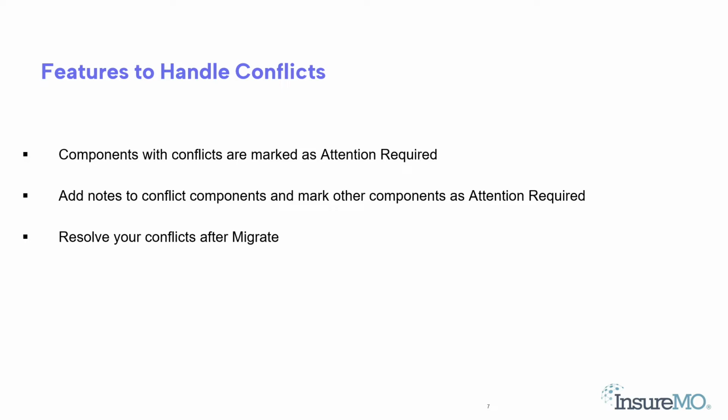Components that weren't changed by the user, but were changed by the circular, will be migrated to the new circular version component. These components will not be marked as attention required, but you can mark them as attention required by adding notes to them. The notes will help you resolve your conflicts as you toggle through the conflicts in the tree view. Let's see these actions on the screen.